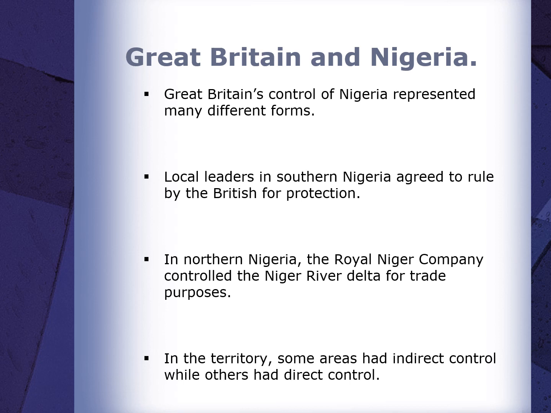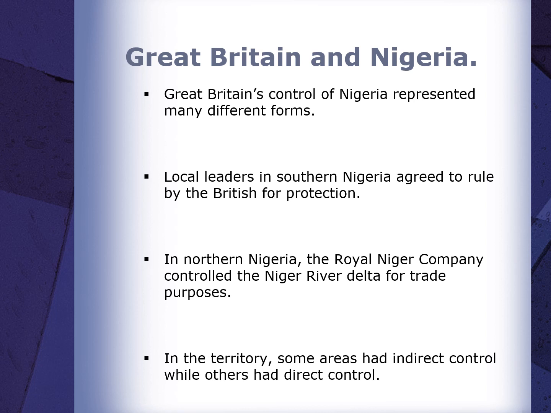All right, let's take a look at a certain case. So we have Great Britain and Nigeria. Why I'm doing this is to show you that it didn't have to just be one way. Like a European country or another country didn't just control a country in one certain aspect. They could have different ways that they controlled throughout the country. So that's what we have here. Great Britain's control of Nigeria represented many different forms.